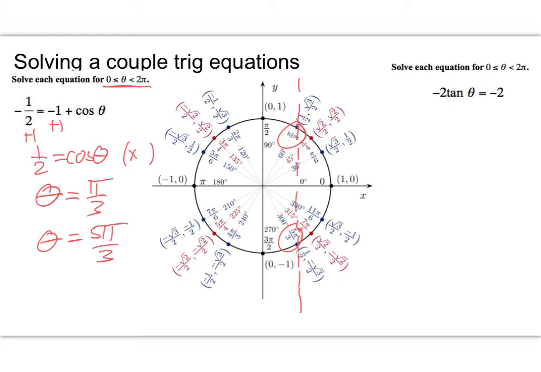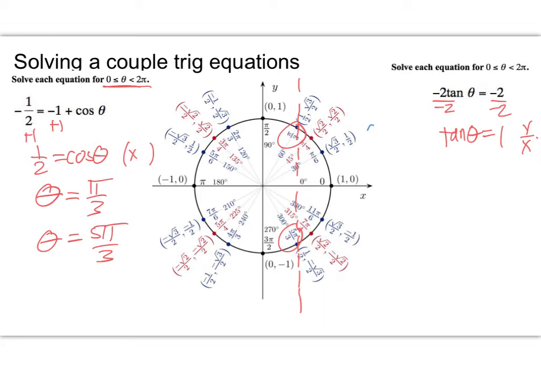For the next one, I've got negative 2 of the tangent of theta. So negative 2 times the tangent of theta, whew, took me 3 times to say that, is equal to negative 2. Okay, well, let's divide by negative 2. And we get tangent of theta is equal to 1. What this means is that my y value divided by x value should be positive 1. In other words, they've got to be the same.